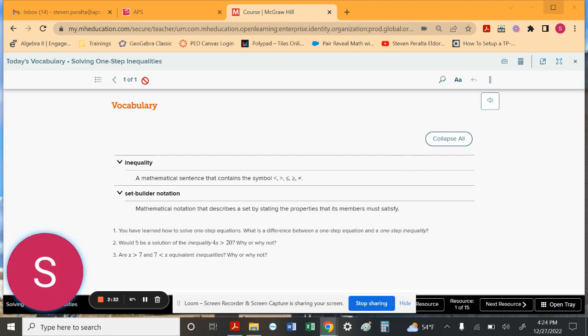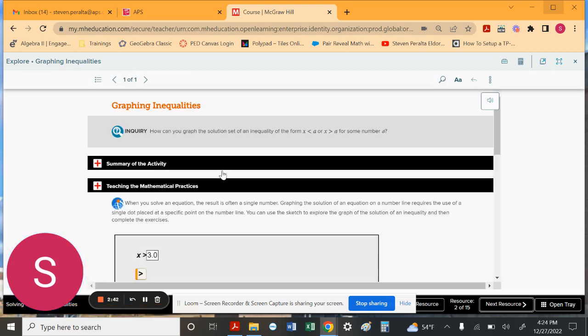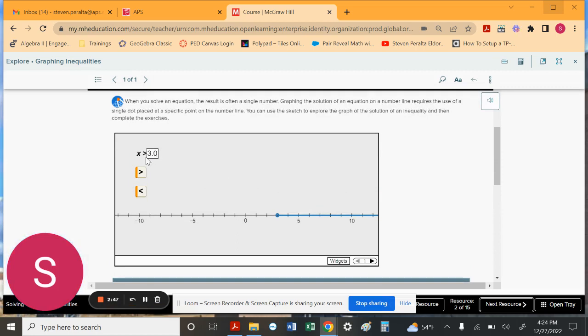Okay, so we're going to move on to the next one. So we're going to go on to the next resource and just kind of learn some of the terminology as we go through this part of it. So first thing is graphing inequalities. And I like the way they kind of set this up to show you what happens. So x is greater than 3.0. So notice here, we have a 3.0 right here.